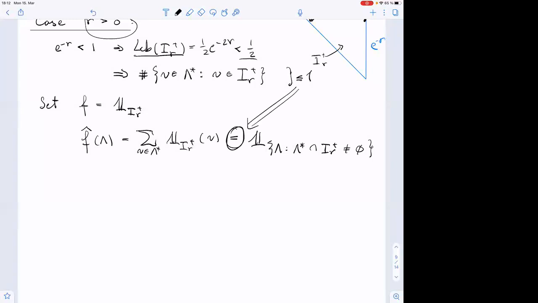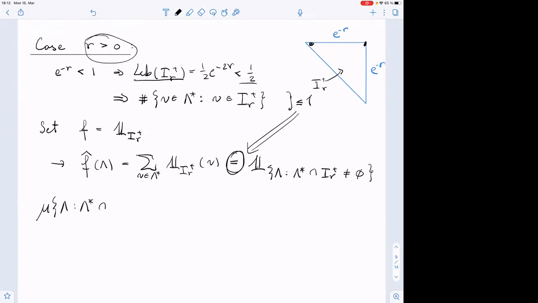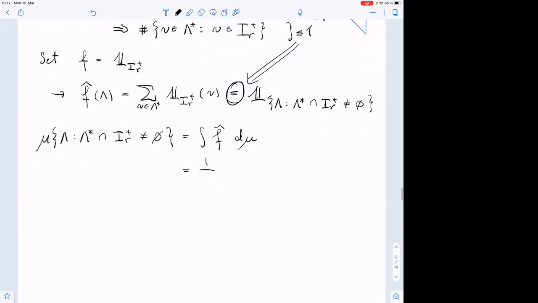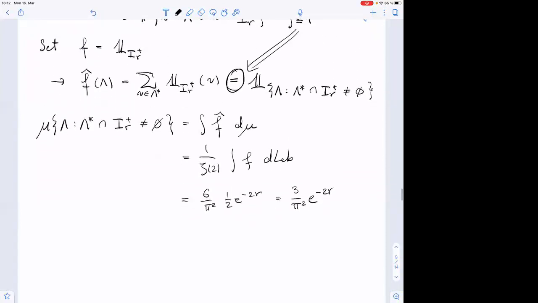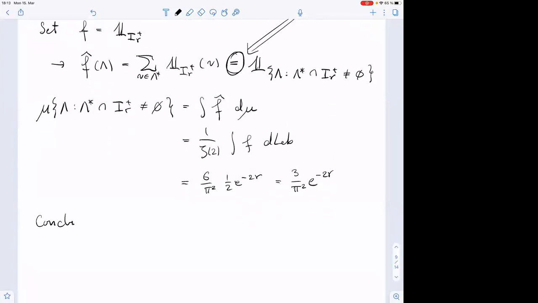But then once we have that, we just integrate this equation, right? The right-hand side will give us the measure on the lambdas. This is exactly what we want to compute, the measure of IR plus being non-empty. So that's now the integral of f hat; applying the Siegel formula gives us 1 over sigma 2 times the integral of f with respect to the Lebesgue measure. So this is 6 over pi squared times 1/2 e to the minus 2r, which is 3 over pi squared e to the minus 2r. And since what we were computing was 1 minus this measure, we conclude that our f1 of r is equal to 1 minus 3 over pi squared e to the minus 2r.